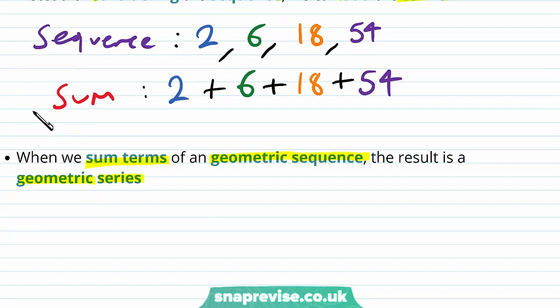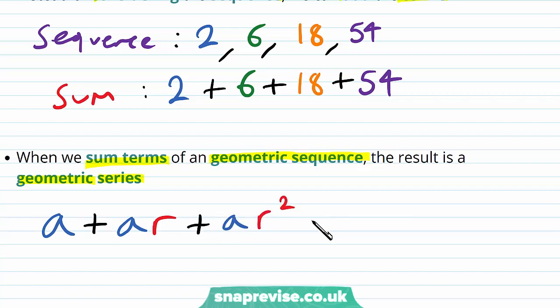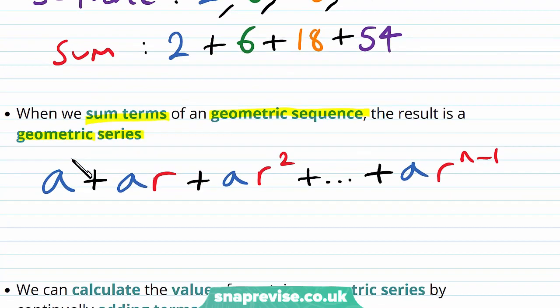In general, we start with a first term A, and then we add the next term, which will be AR, where again R is the common ratio, and the next term will be AR squared, and so on, all the way up to the nth term, which is AR to the power of n minus 1. This, in general, is called a geometric series.